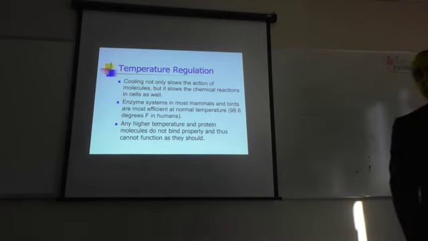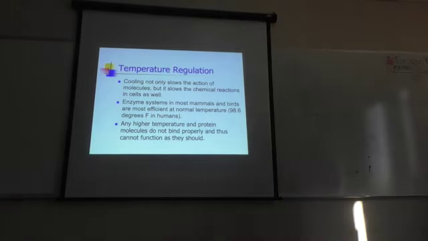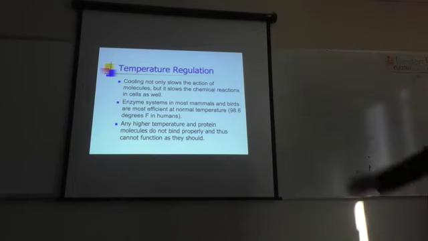Cooling not only slows the action of molecules, but it slows the chemical reactions in cells as well. Enzyme systems in most mammals and birds are most efficient at normal temperature, 98.6 degrees Fahrenheit in humans. Does anybody know what the normal temperature for a dog is? It's like 101.2. Yeah. At any higher temperature, the protein molecules do not bind properly and thus cannot function as they should. And this is one of the reasons when you have a fever that the individual doesn't feel very well. Everything's shut down while they have a fever.